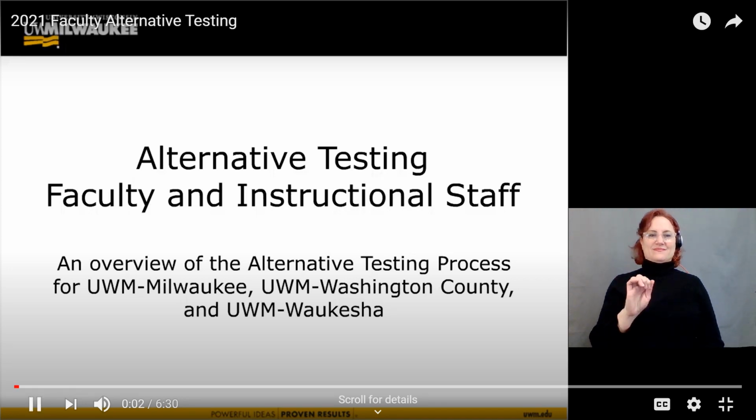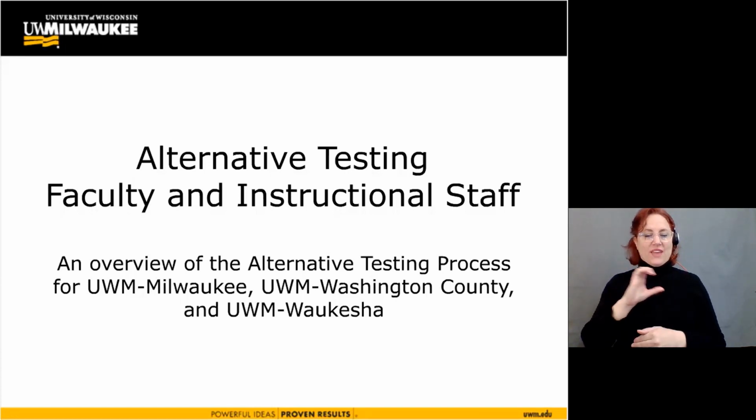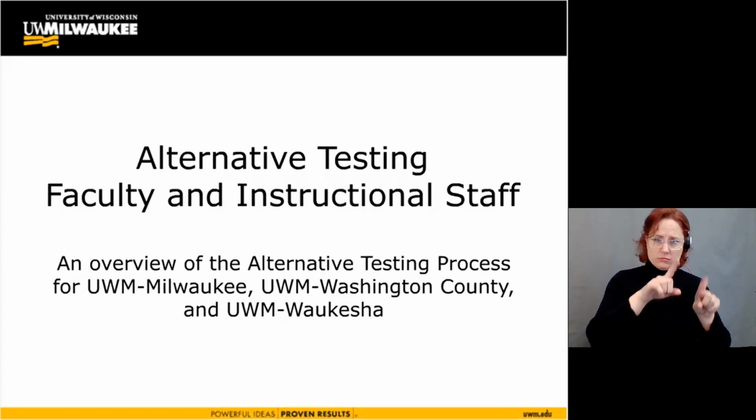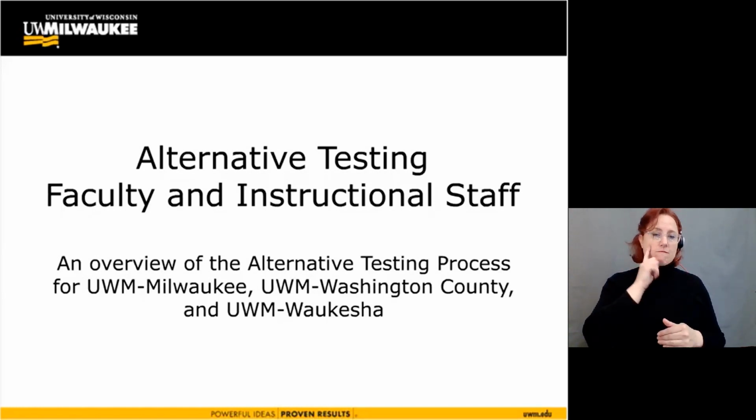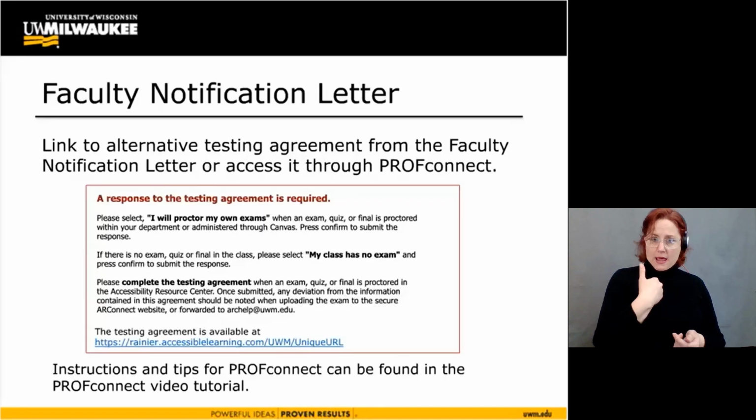Faculty Alternative Testing. This video describes the alternative testing process for faculty and instructional staff who teach at any of the UWM campuses. The preferred location for the administration of an exam is within your department. If you do not have the resources, such as a quiet testing room or staff to proctor extended time, or when technology or a format change is required for the student to take an exam, then the student may take the exam in the Accessibility Resource Center.